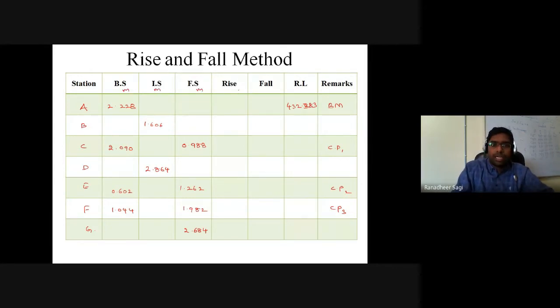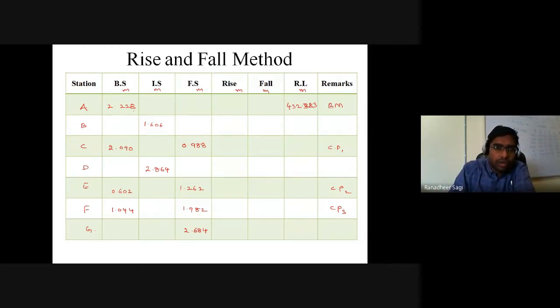All the data I am representing is in meters. Your backside, intermediate side or foresight, your rise value, fall value and RL value, all those I am referring to are indicated in meters. Now, once this data is represented in the level book, our next step is to calculate the corresponding rise value or fall value with respect to the two subsequent readings we have taken.